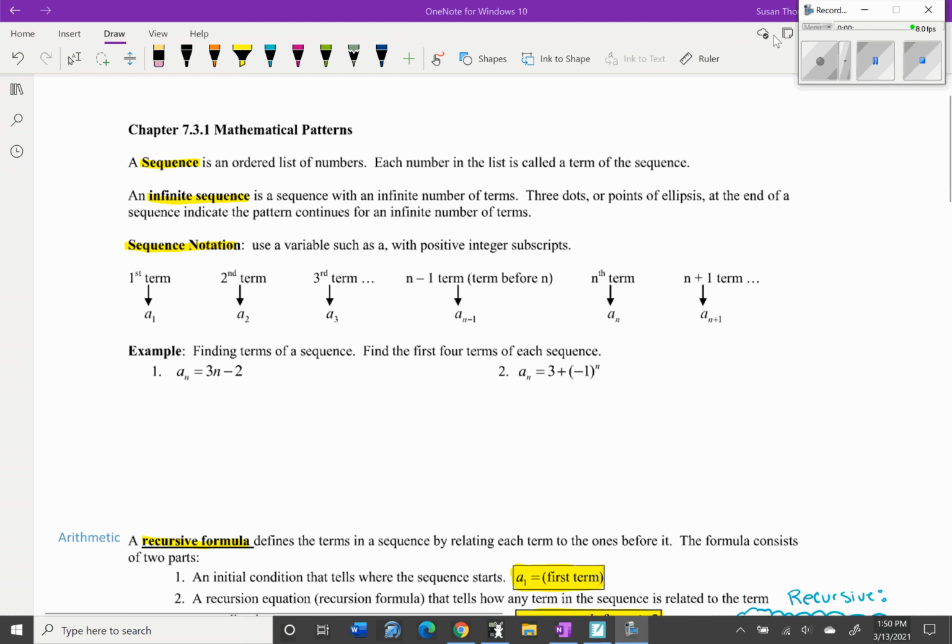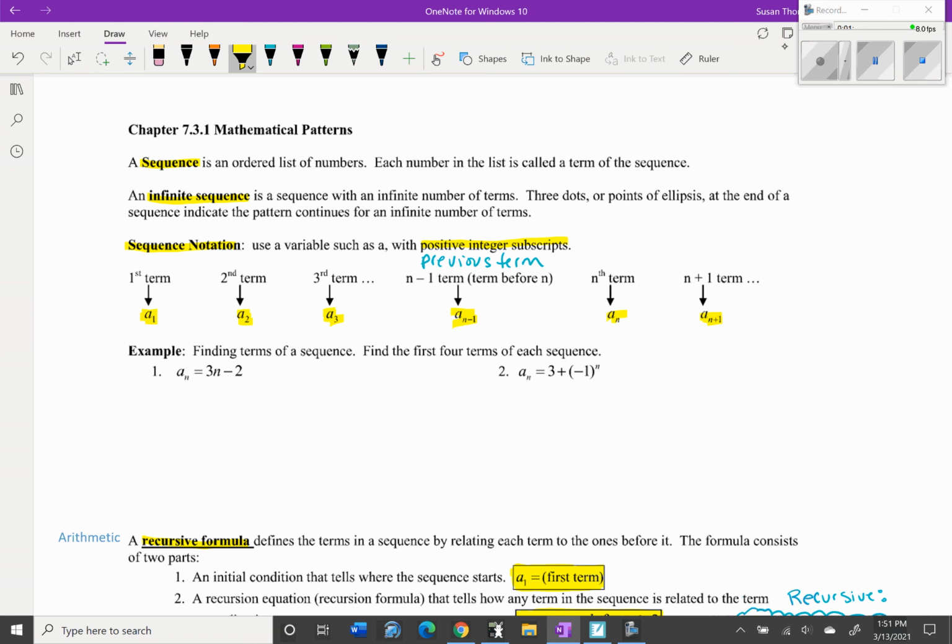So for our first term, the way that we would write that would be a sub 1. Second term would be a sub 2. Third term, a sub 3. This term we call the previous term, a sub n minus 1. The nth term is a sub n, and the n plus 1 term is a sub n plus 1. So remember that you can only use positive integer subscripts when you're writing those.